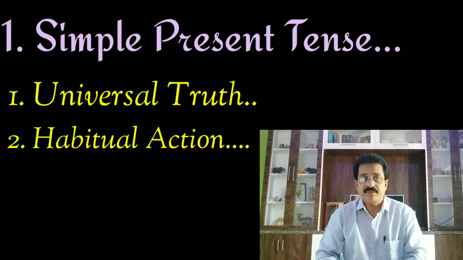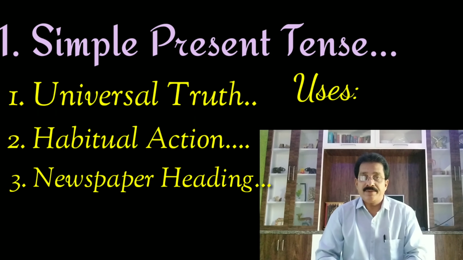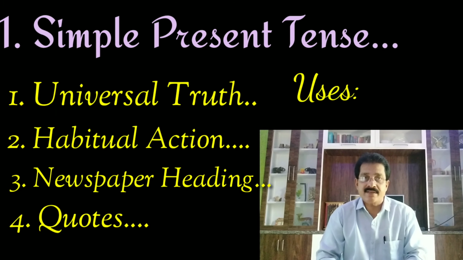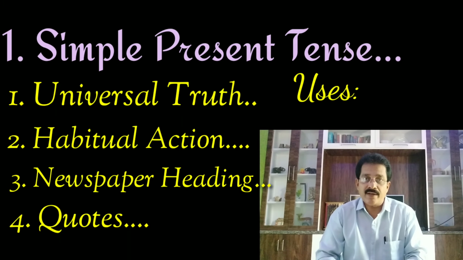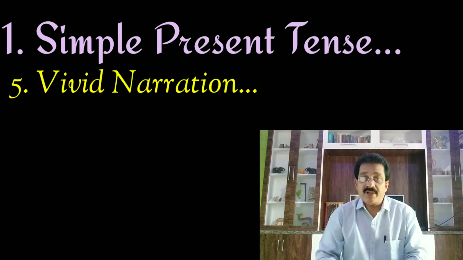A habitual action. Then come newspaper headings. Usually they are introduced in simple present tense. For example, Prime Minister Modi declares lockdown. Declares: simple present tense is used there. Then, when we introduce a quotation, we have to introduce it with simple present tense. For example, Keats says, "A thing of beauty is a joy forever." Says: simple present tense. Then we talk about a vivid narration.